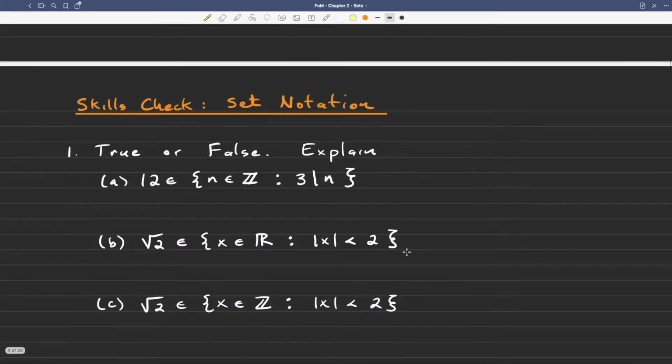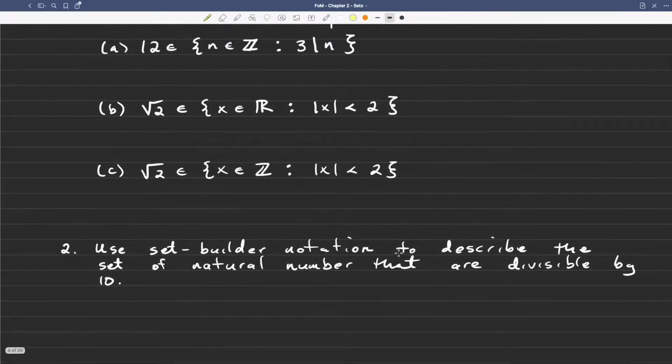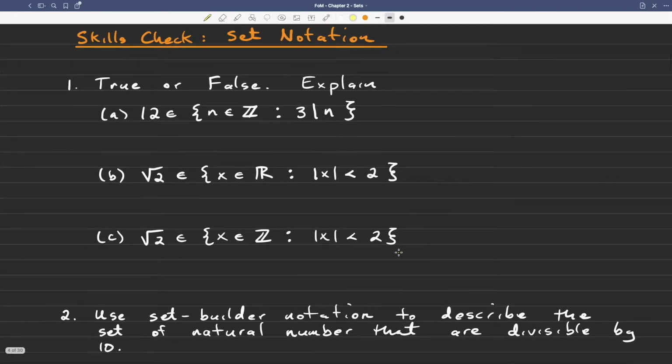All right, so let's do a little skills check here on set notation. So I've got a couple problems here, and I just want you to take a few minutes, press pause on the video like usual, and do these problems, and then when you come back, we'll do them together.